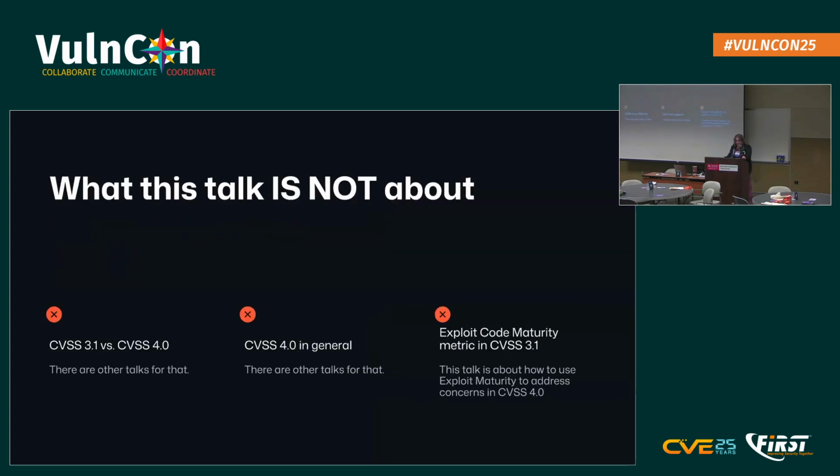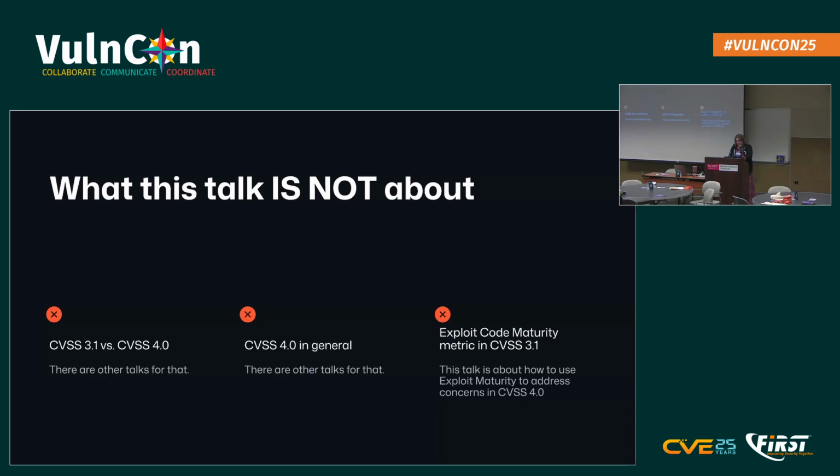The talk is not about CVSS 3.1 versus CVSS 4.0 in general. If you have been in room 8 today, you have seen those talks over and over and over again, and everyone would probably be very mad at me if I did that for the, I think, 5th time. Also, there are other talks today that went over CVSS 4.0 in general, and they were great talks. But I should not be repeating the work that has already been done today. And I am not going to go into exploit code maturity in CVSS 3.1. This is specifically about if you are going to use CVSS 4.0 and mostly issues specific to CVSS 4.0.